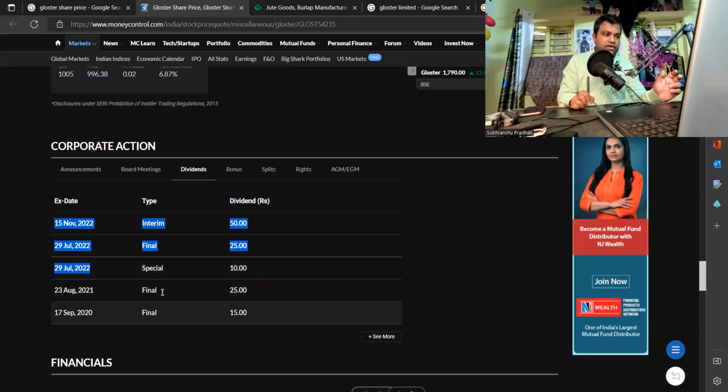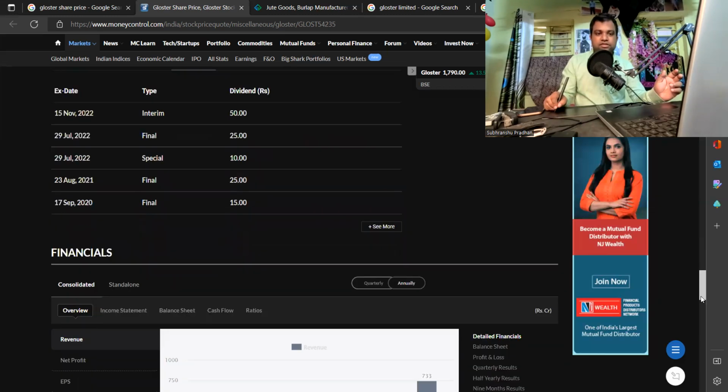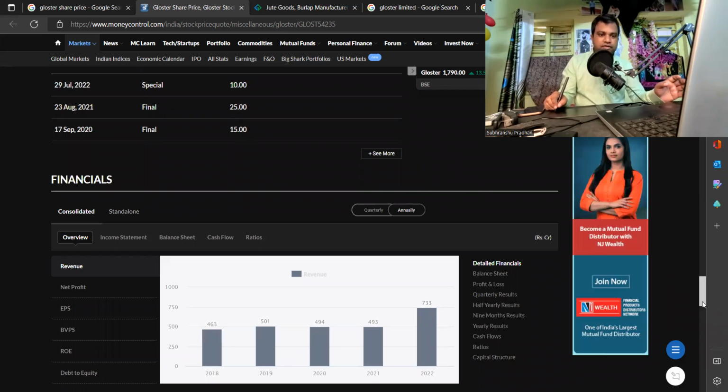In 2021 also it paid a dividend of 25 rupees. In September 2020 also it paid 15 rupees. So you can see that it has a continuous history of dividends.